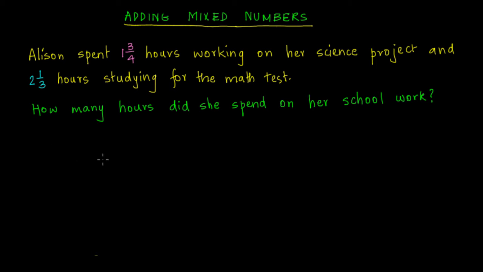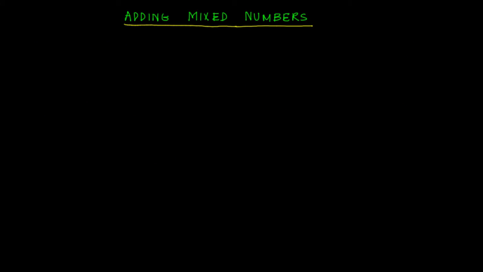So let's set up an equation. The equation for this is fairly straightforward. So she spent 1 3/4 hours for her science project plus 2 1/3 hours for the math test. The question is, how do we add these two mixed numbers? So there are two ways to add mixed numbers, and I'm going to show you both these ways.